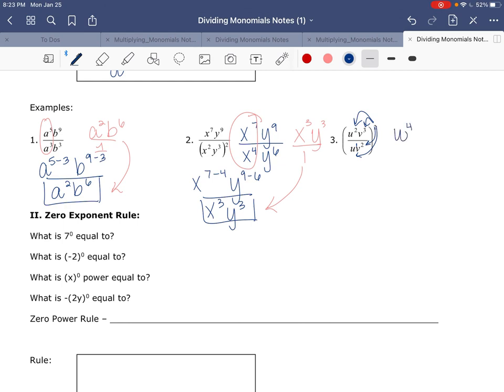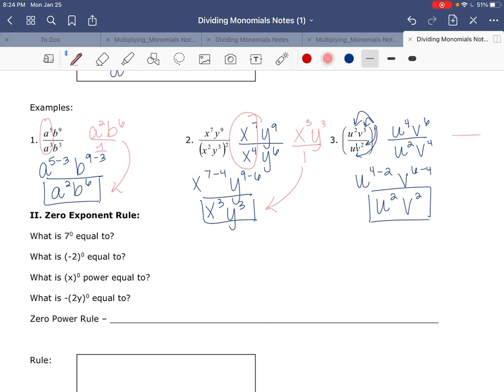So I get u to the 4th, v to the 6th, over u squared, v to the 4th. And so now I have u to the power of 4 over u squared. And since those are the same bases, I'm going to subtract my exponents. So I have u to the 4th minus 2, and then v to the 6th minus 4, which simplifies to u squared v squared.